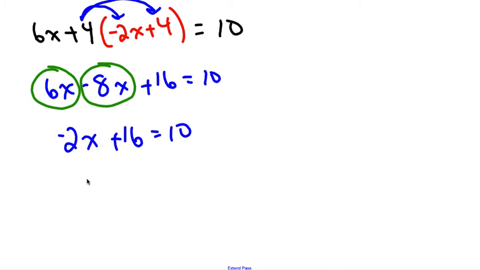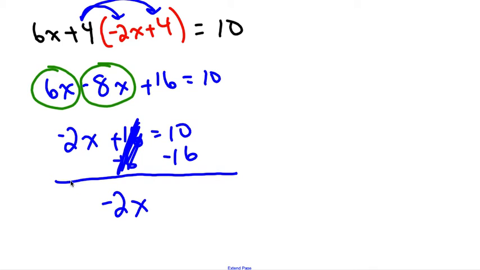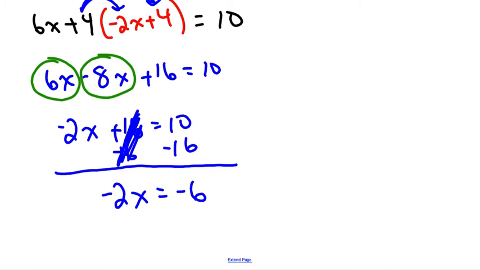Two more steps to go here. Next, I need to move that number that does not have a variable, and in this problem, it is a positive 16. So I'm going to do the opposite and subtract 16. Well, what's 16 minus 16? 0. That's our goal. We wanted to get rid of that number, and we just did it. Negative 2x comes down. Over here, 10 minus 16, break out your calculator, negative 6.